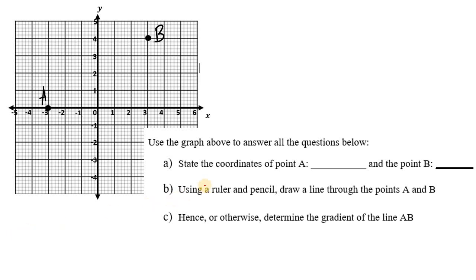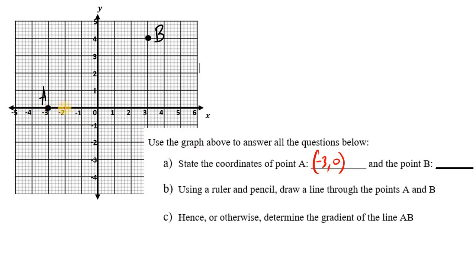Okay, so we have the coordinate plane. It asks us to state the coordinates of point A. Point A is actually located on one of the axes, so one of the coordinates will be 0. Which one will it be? Well, since it's on the x-axis, the x-coordinate has a value of -3, because that's where it's located on the x-axis. And therefore, it's the y-coordinate that's 0.